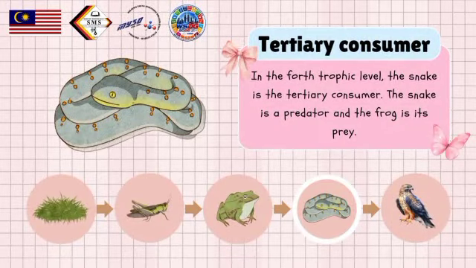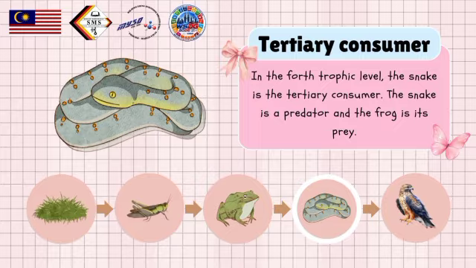Next, let's move on to the next topic, tertiary consumer. In the fourth trophic level, the tertiary consumer is an animal that eats secondary consumers. In this food chain, the snake is the tertiary consumer. The snake is a predator. That means it hunts other animals for food.